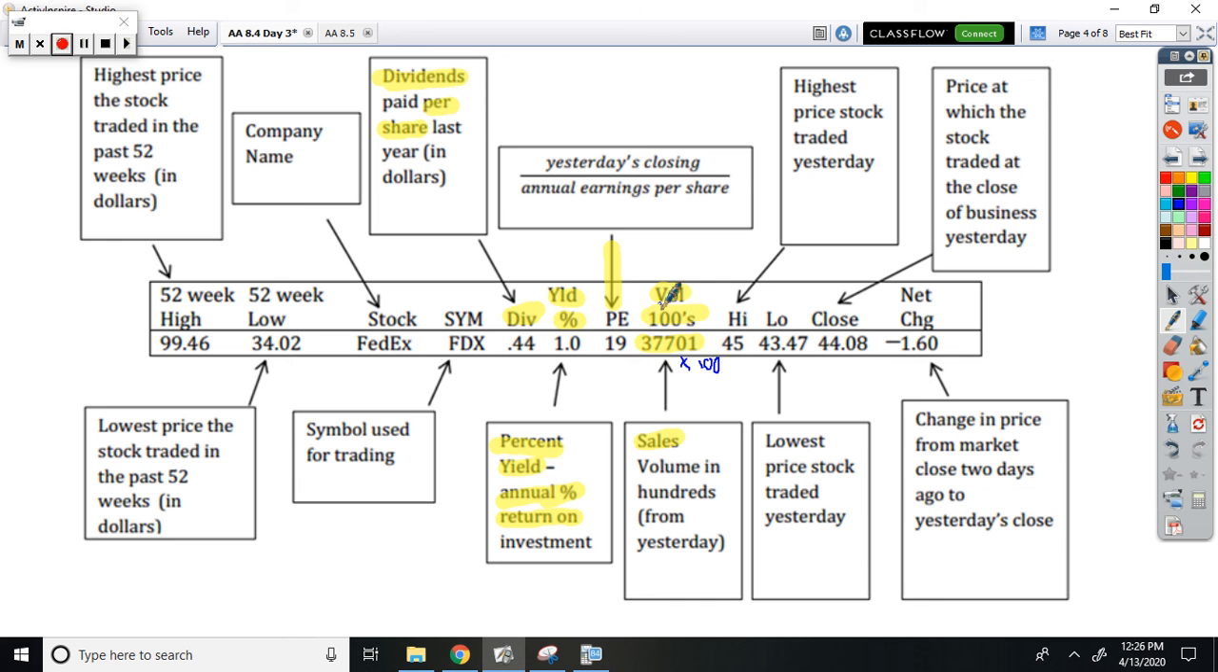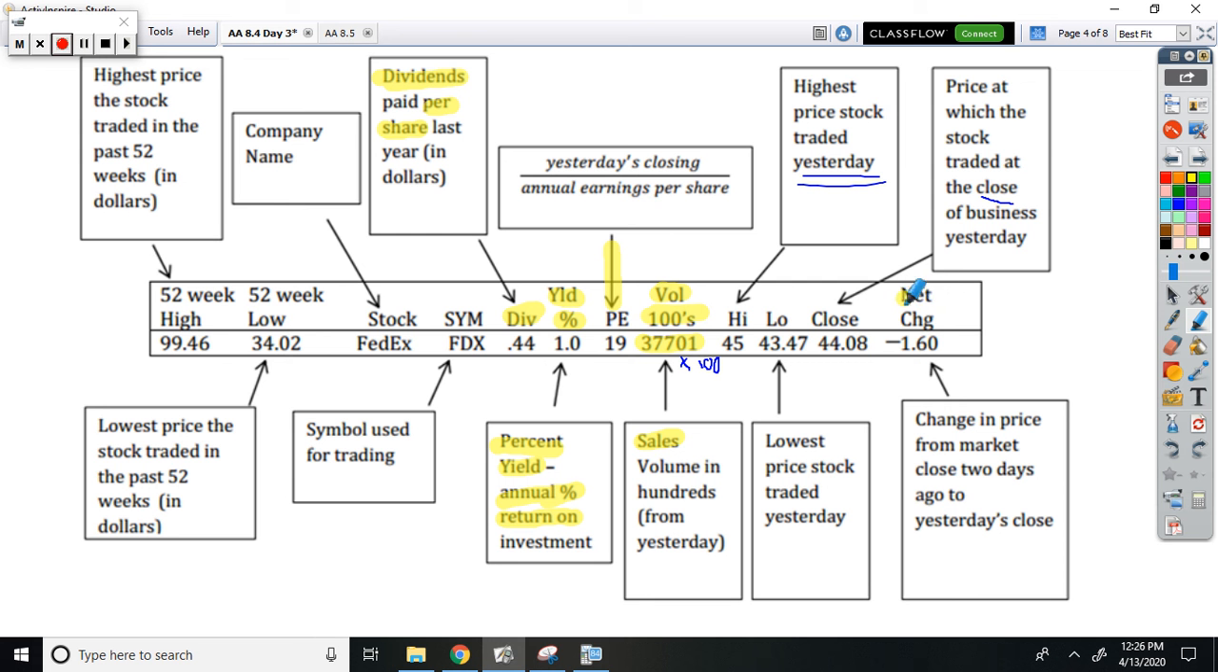That's why it says volume 100. So you either need to add 2 zeros at the end or actually multiply by 100. And then the last few are pretty self-explanatory. The high price is the highest price the stock traded for yesterday. The low is the lowest price it traded yesterday because the price fluctuates throughout the day. The closing price is the price at which the stock was traded at the close of the business day yesterday.